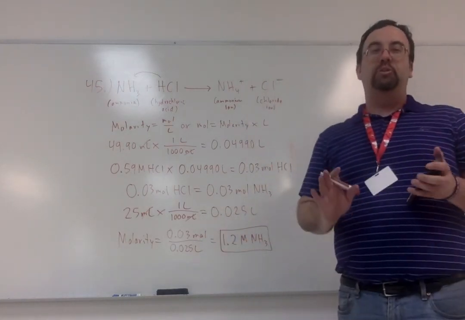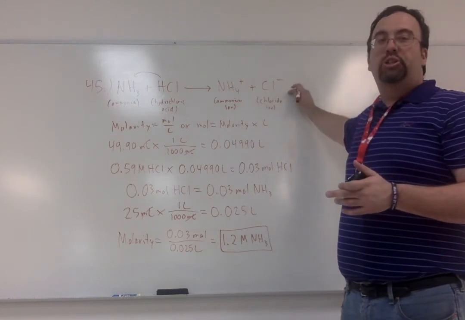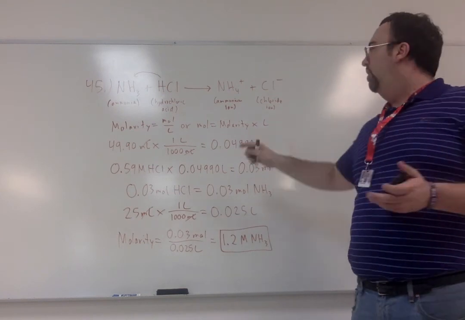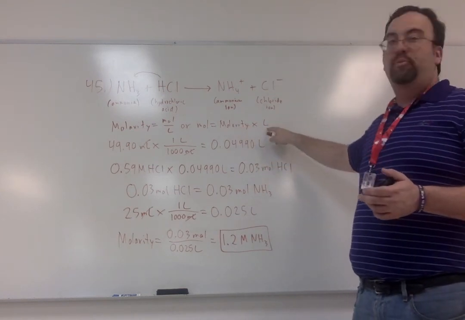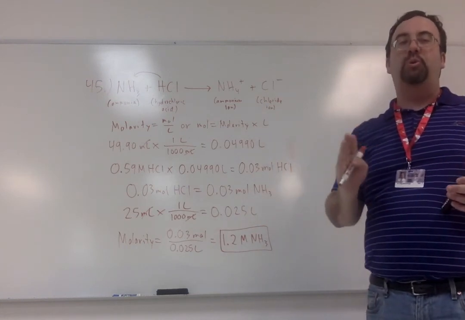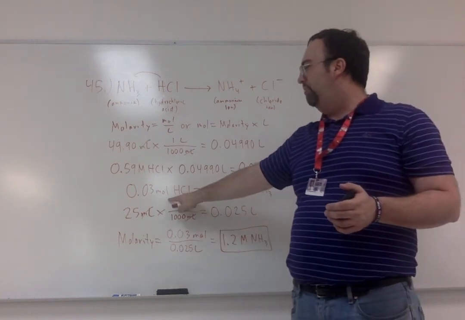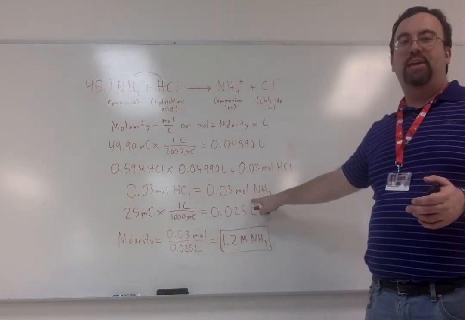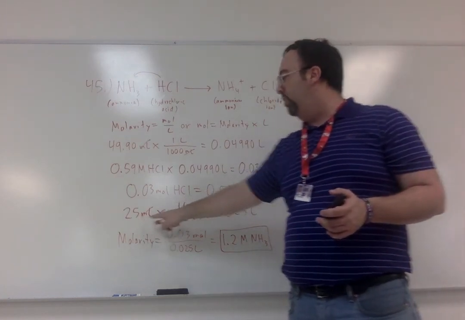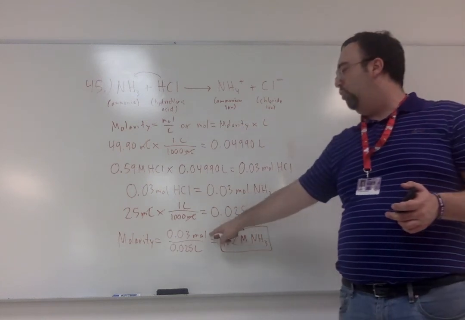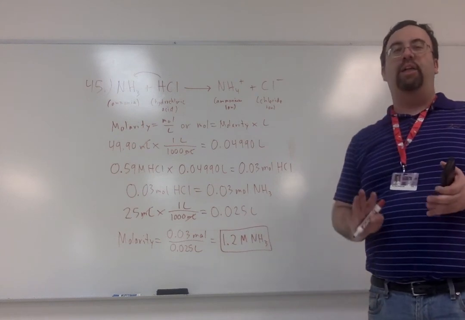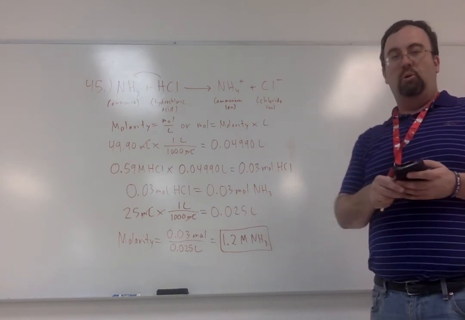All right, so again to review, here's our balanced chemical equation. We first find the moles of our known acid by taking its molarity times its volume in liters, and that gives us 0.03 moles. Because this is a one-to-one relationship, this amount of HCl is also the amount of base, so we also have 0.03 moles of the NH3. We convert the 25 mL to liters, and then we take 0.03 mole, divide by 0.025 liters, and we end up getting our final answer of 1.2 molar NH3.